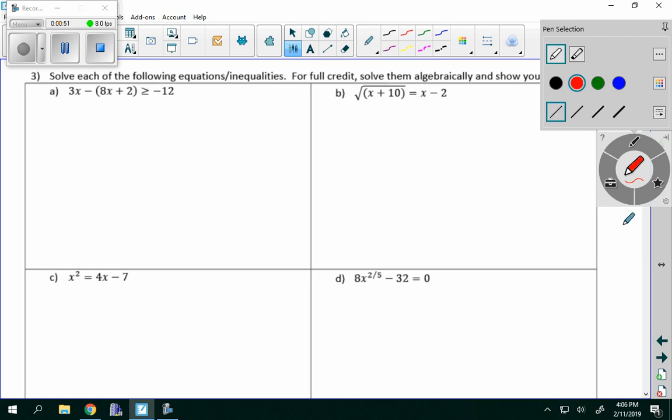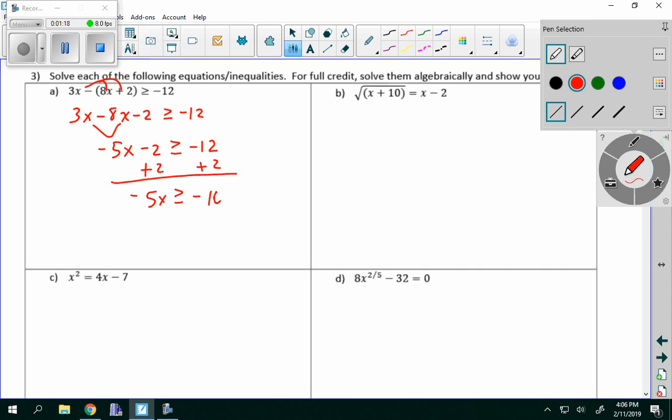All right, so we have 3x, and now we're going to distribute the negative sign through. Negative x, take away 2, is greater than or equal to negative 12. Now I'll combine like terms on the left side and get negative 5x minus 2 is greater than or equal to negative 12. I'll add 2 to both sides, so that's not anything I have to even concern myself with because it's adding. Negative 5x is greater than or equal to negative 10.